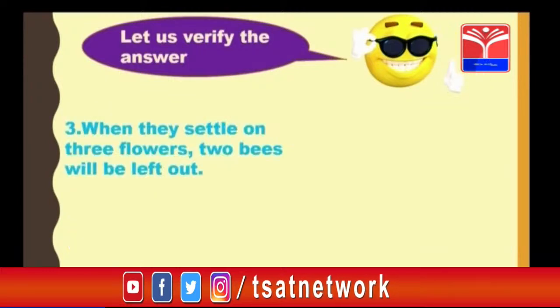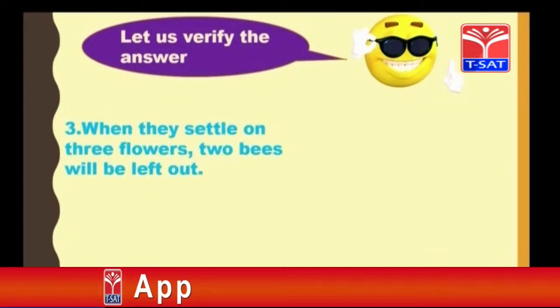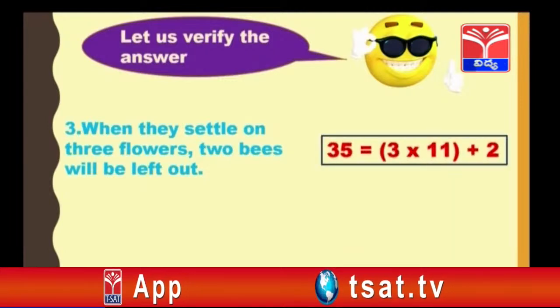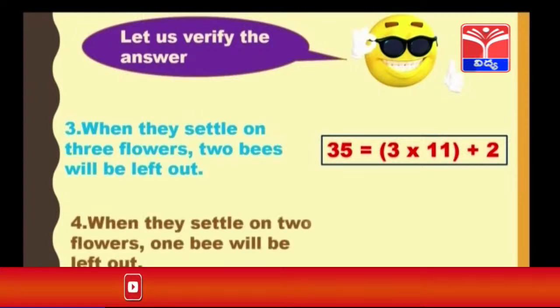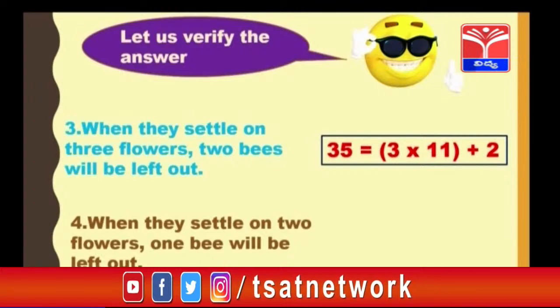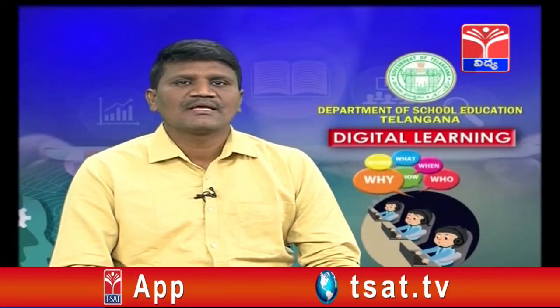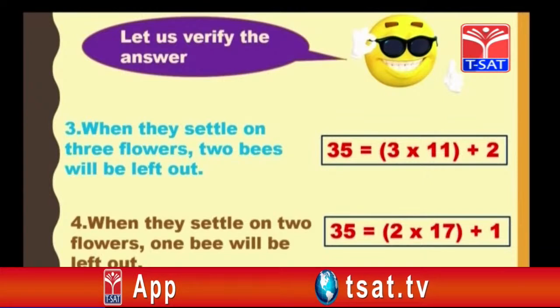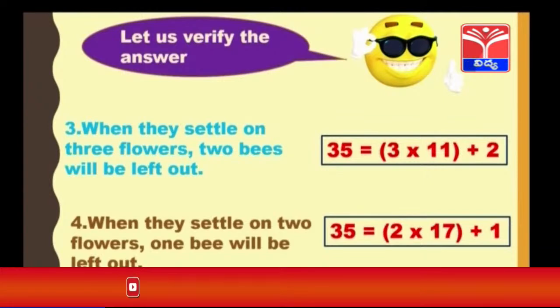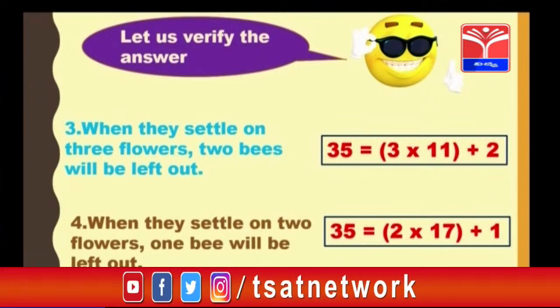The third one is, when they settle on 3 flowers, 2 bees will be left out, which is translated to 35 = 3 × 11 + 2. That means 11 bees are sitting on each of the 3 flowers, and 2 bees are left out. When they settle on 2 flowers, 1 bee will be left out, which is translated to 35 = 2 × 17 + 1. That means 17 bees are sitting equally on each of the 2 flowers, and 1 bee is left out.